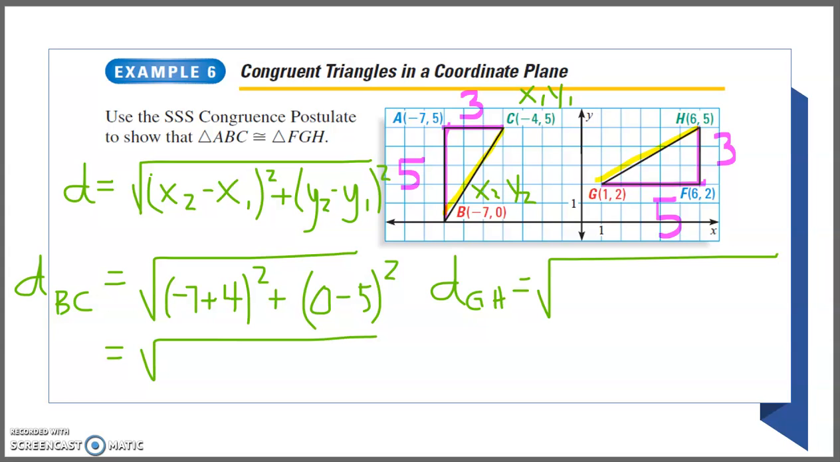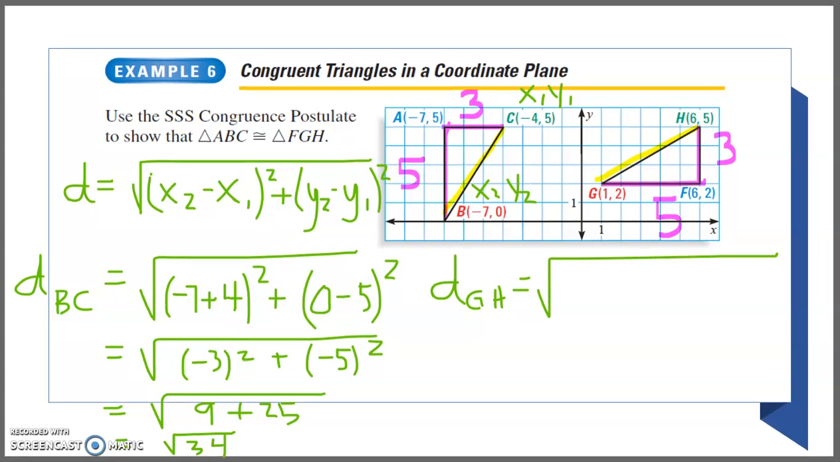All right, let's just begin simplifying. Negative 7 plus 4, that's going to be negative 3 squared. And then 0 minus 5, that's going to be negative 5 squared. Well, keep in mind, if you square something, you're really just multiplying it to itself. So negative 3 times negative 3 is 9. Negative 5 times negative 5 is 25. So it looks like this is going to be the square root of 34.